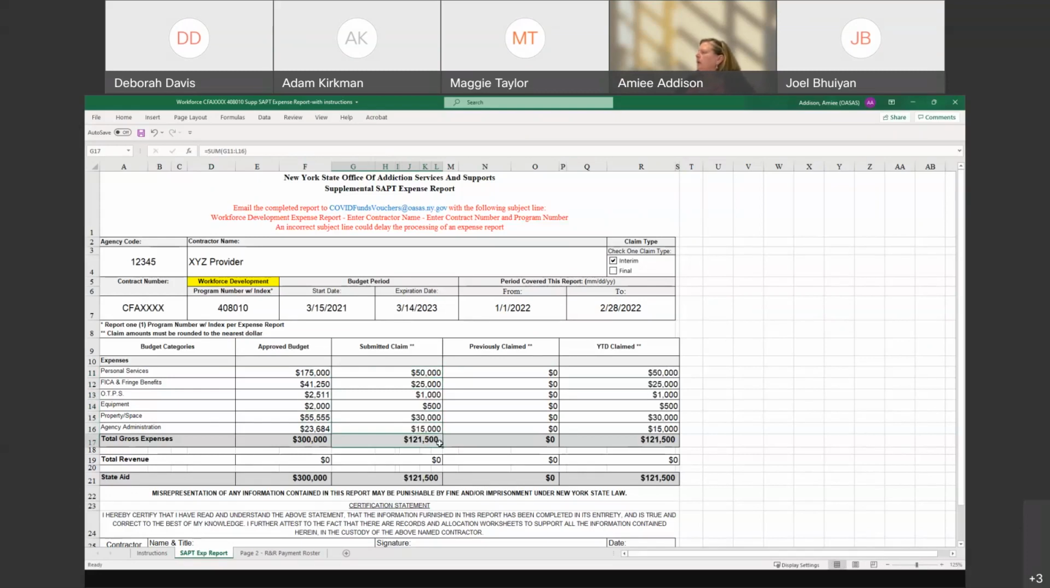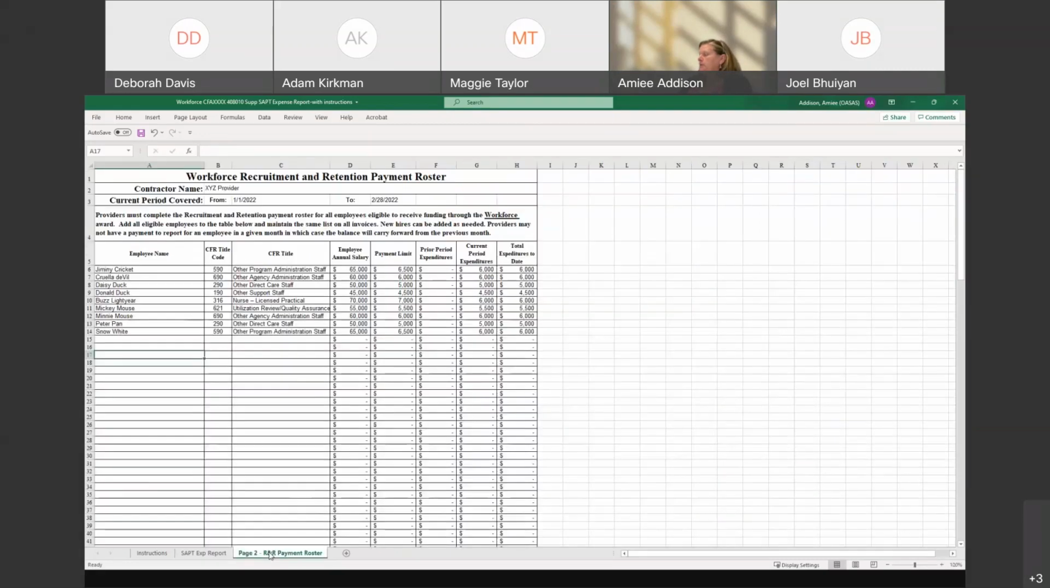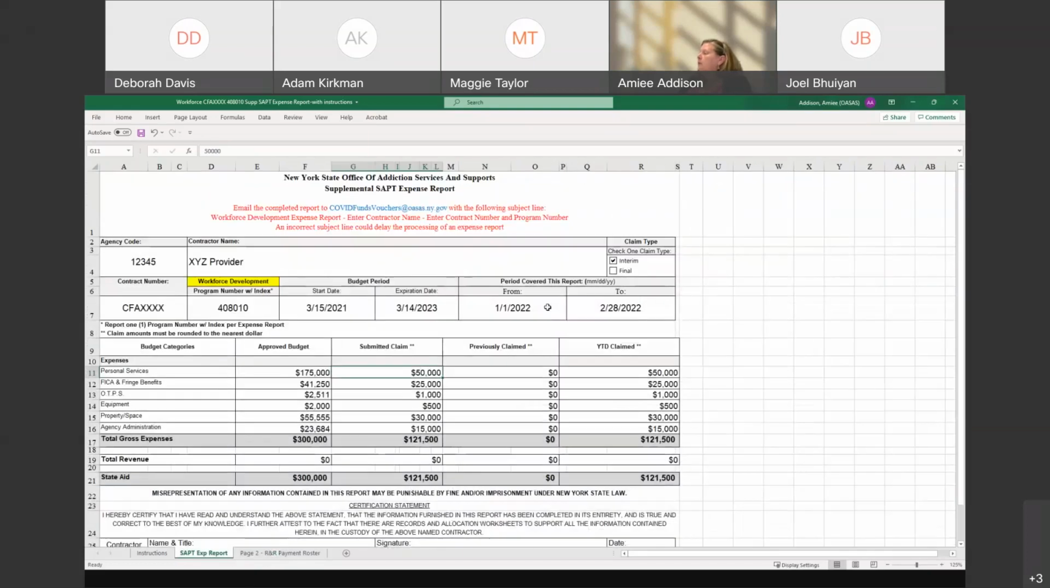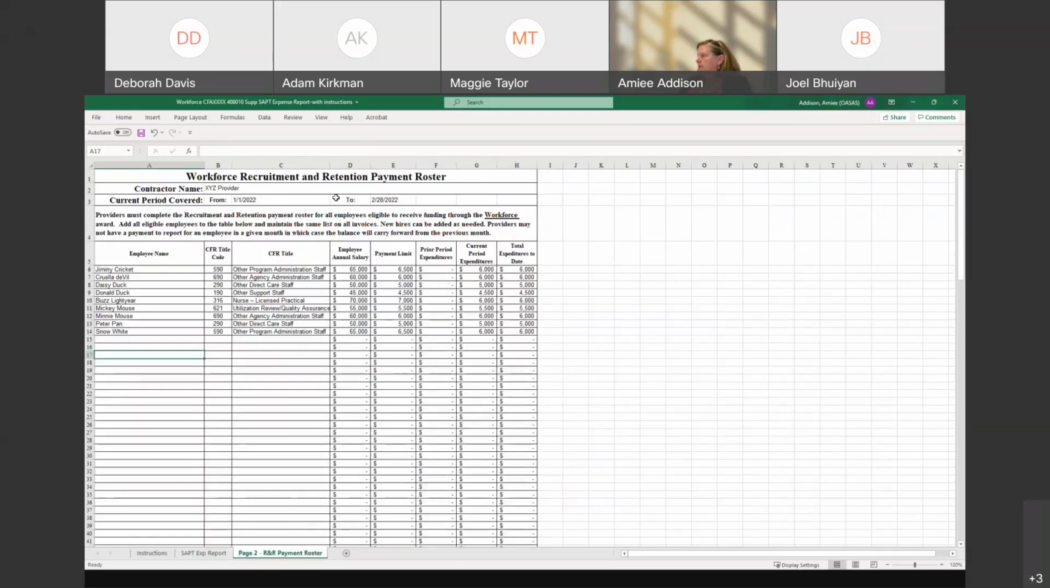So if we go through each individual line, personal services. If you have any recruitment and retention, you would fill out page 2 of the recruitment and retention roster, which I completed in advance. You will notice that the period covered from the first page transfers over to the top of this page.